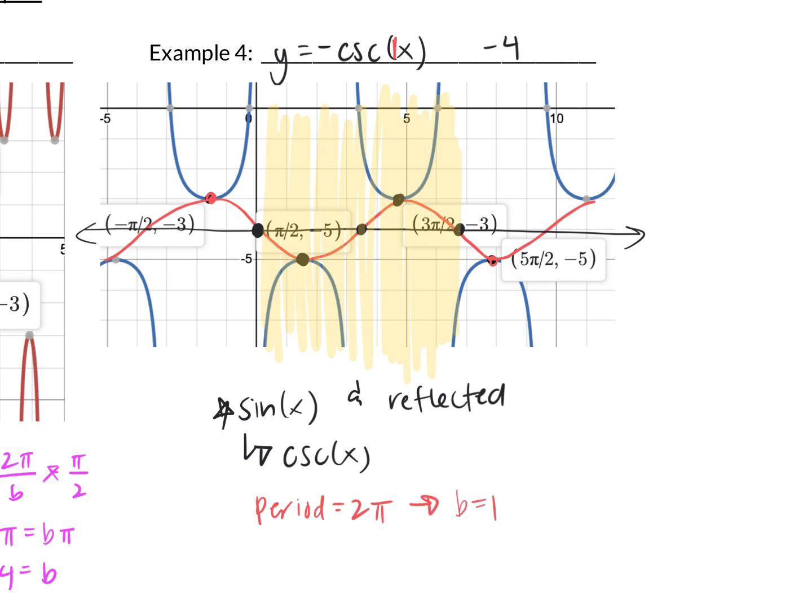So I don't need a number in front of the x because my period has not changed. It hasn't been stretched, it hasn't been shrunk. And so I do believe, unless I've forgotten something up there, that should be your answer for that graph. So negative cosecant of x minus 4. Questions?